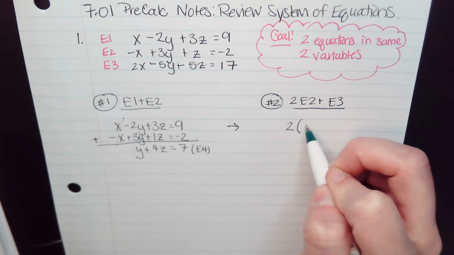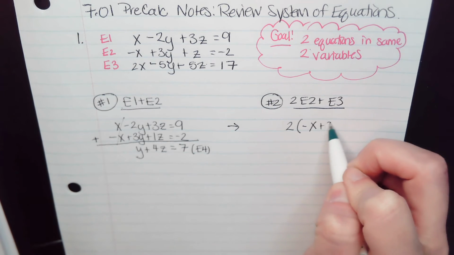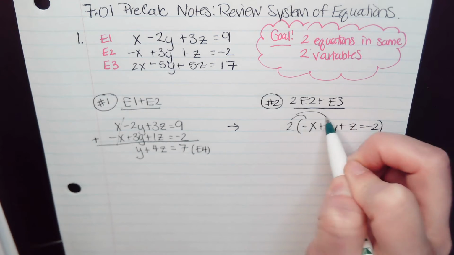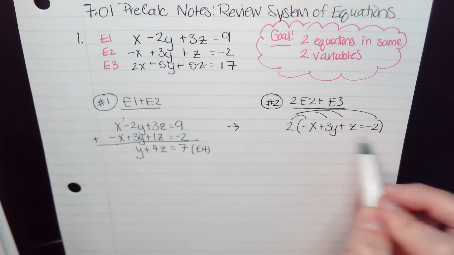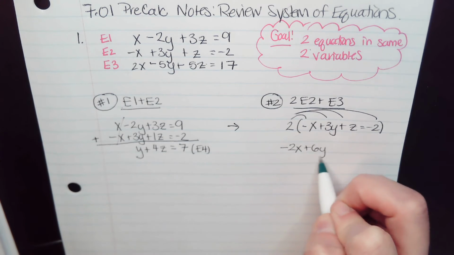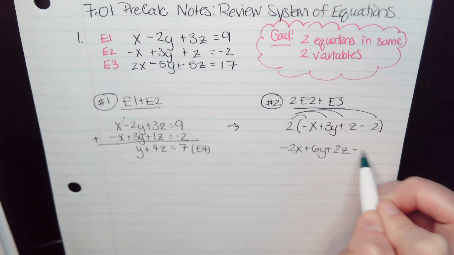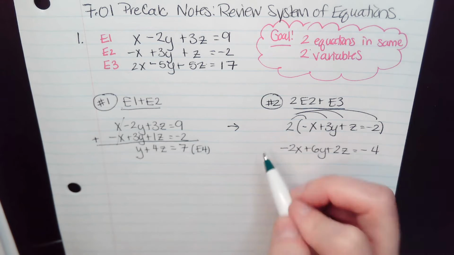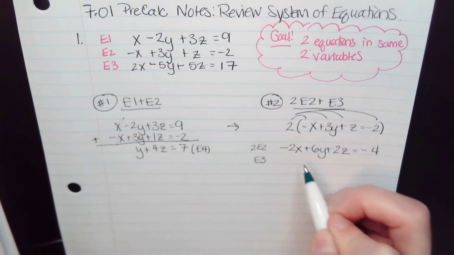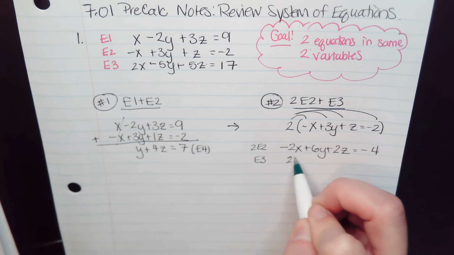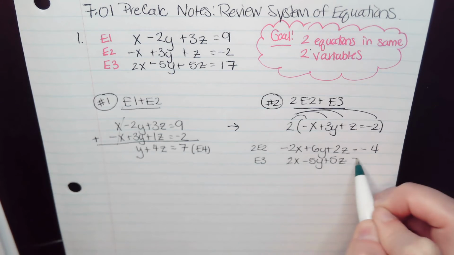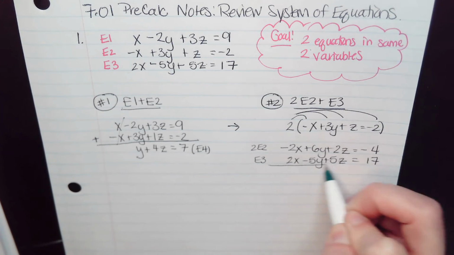So I'm going to do 2 times equation 2, so that's -x plus 3y plus z equals -2. I'm going to distribute that 2 to every single thing inside the parentheses. So I get -2x plus 6y plus 2z equals -4. So that's 2 times equation 2. And then I'm going to write equation 3 underneath, which is 2x minus 5y plus 5z equals 17.